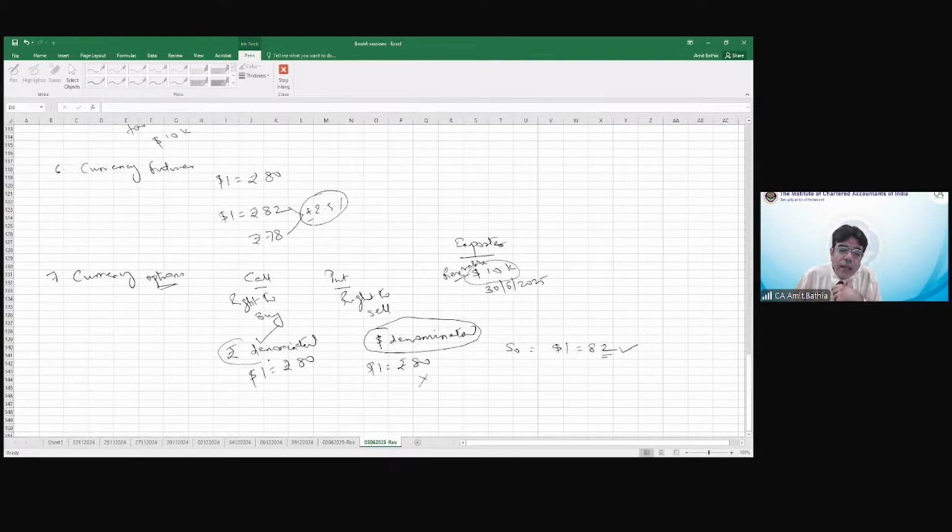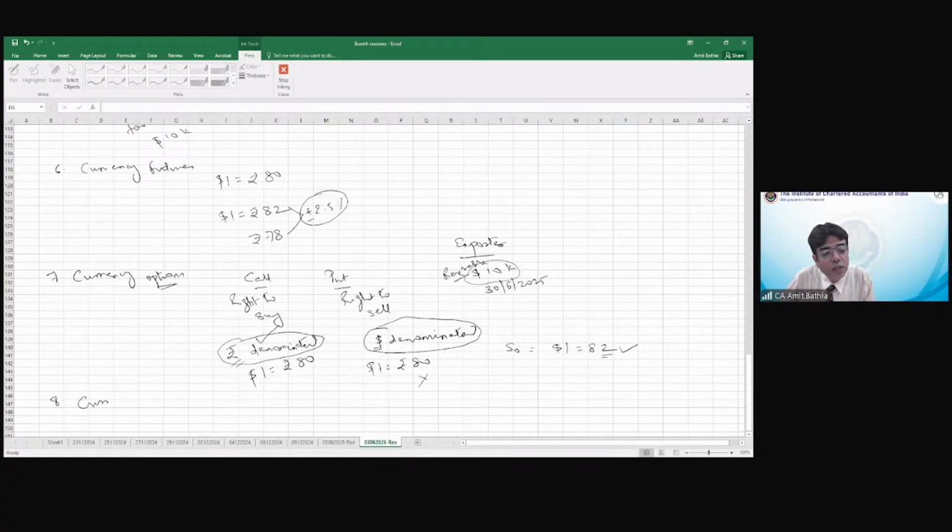It is the same thing, just a corollary, except for whether the denominated currency is dollar or rupee. So if it is dollar denominated, I will buy a put option. If it is rupee denominated, then I will buy a call option. So please be aware of this particular aspect, right? The first thing you need to ask is whether the options are available in that particular currency or not, and then you choose which option to take.